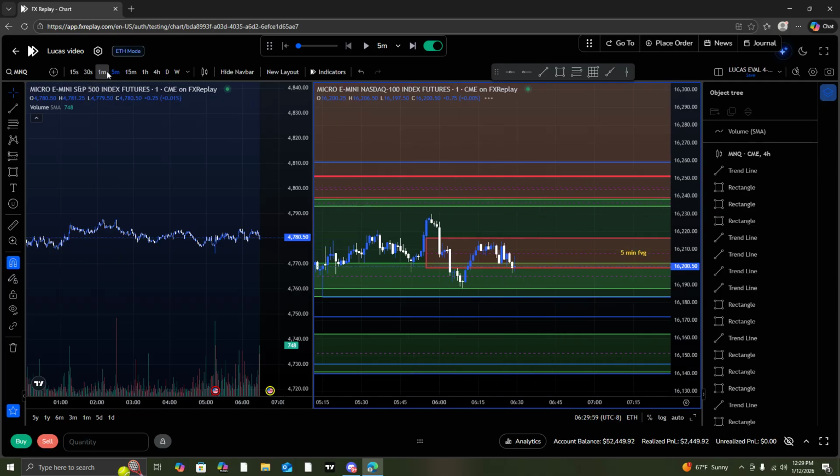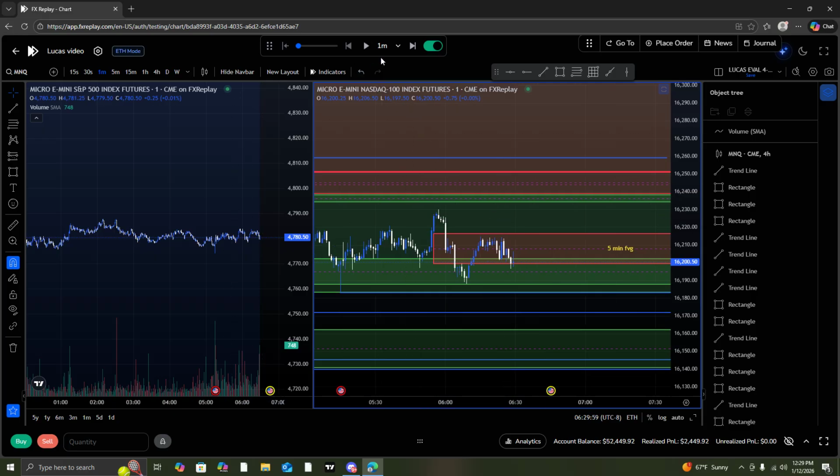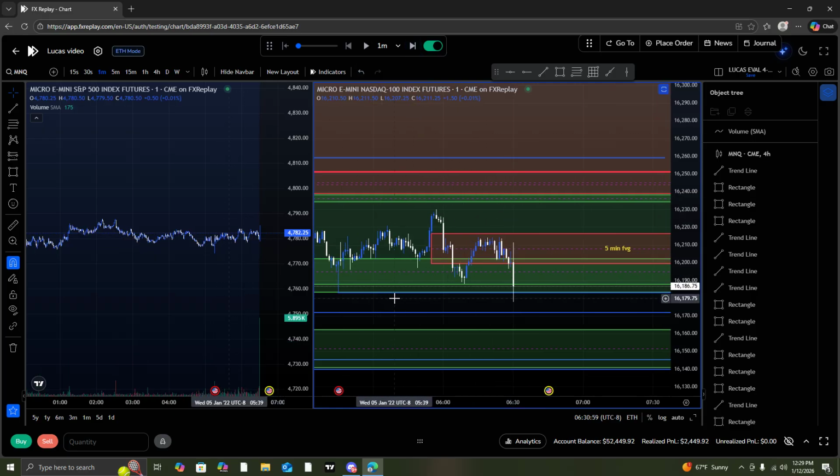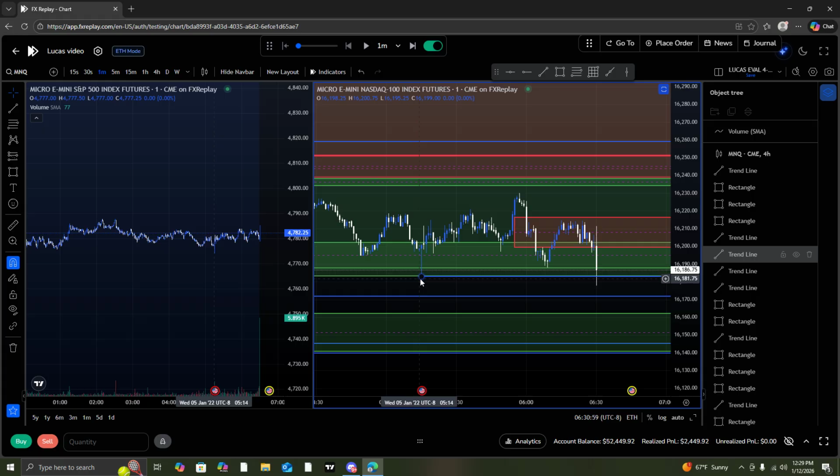Okay, and then we can go into the 1 minute. Beautiful. So we sweep this low. So we sweep London's low. Even though I don't trade this way, I'll interpret it just so you guys know what's happening.